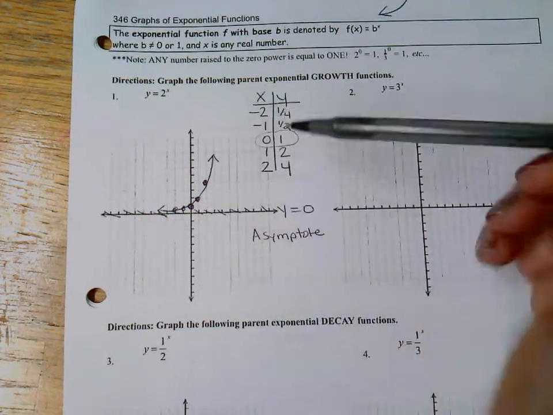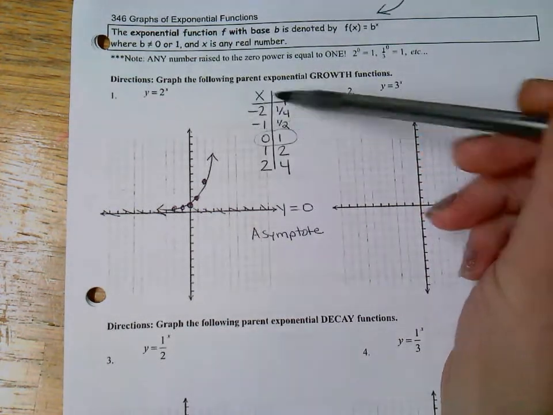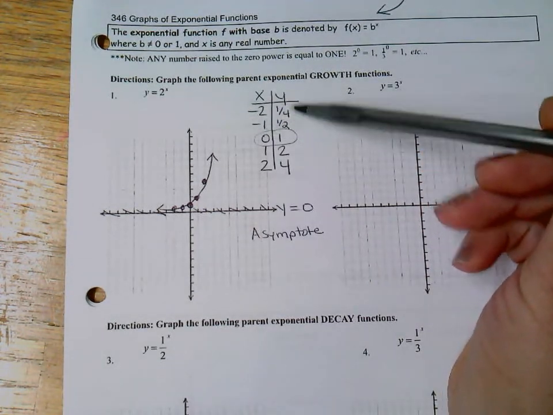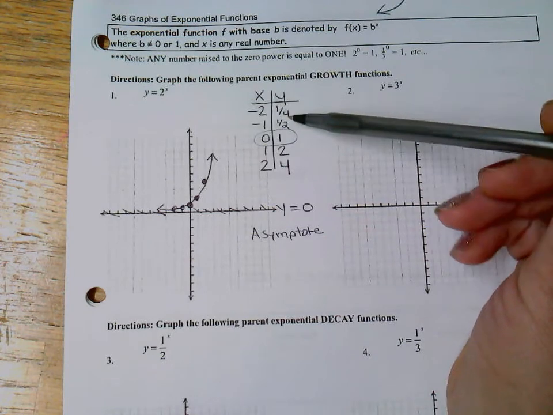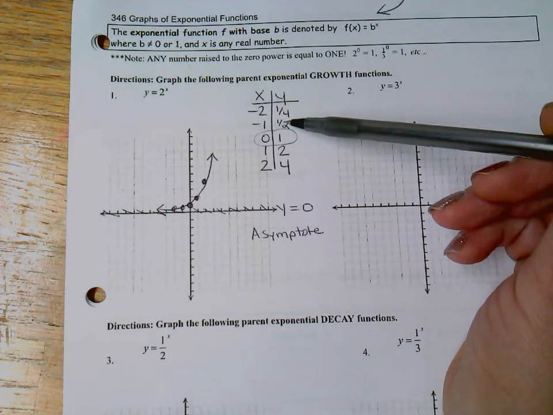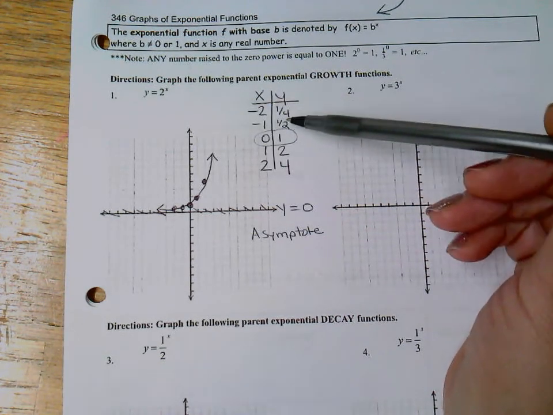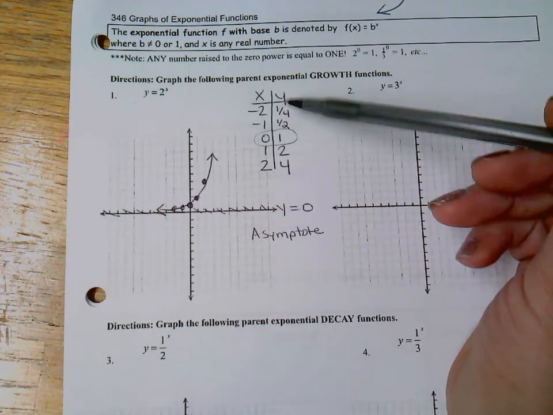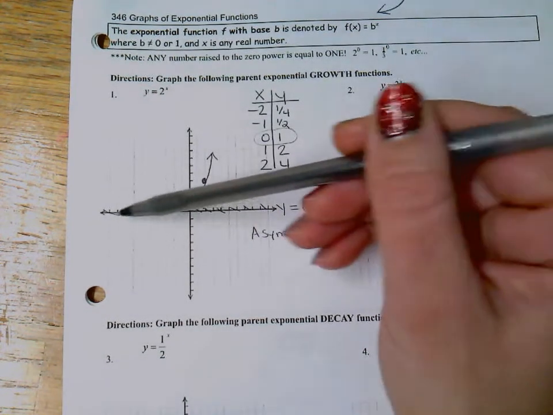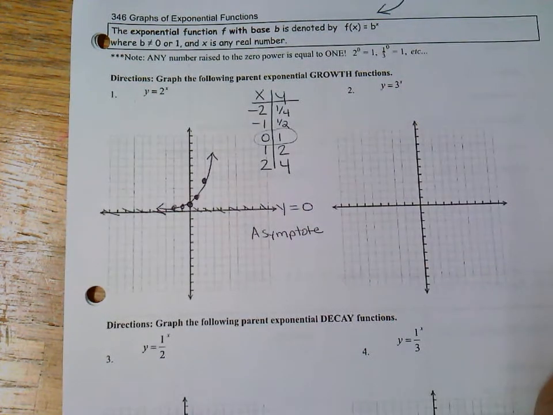Could a fraction ever actually equal 0? So it's going to get smaller and smaller and smaller. It's going to go 1/4, 1/8, 1/16, 1/32, 1/64. It's going to get smaller and smaller, but it's never going to actually disappear and go to 0.